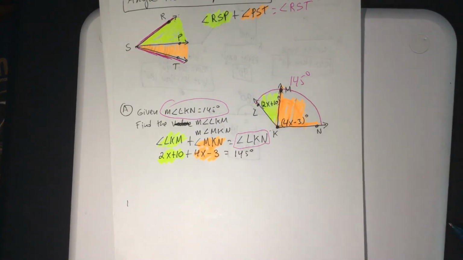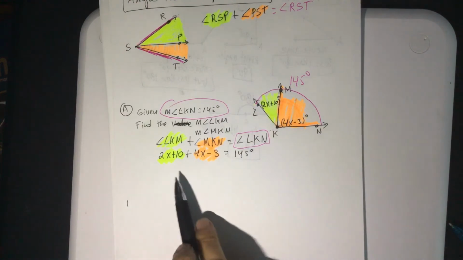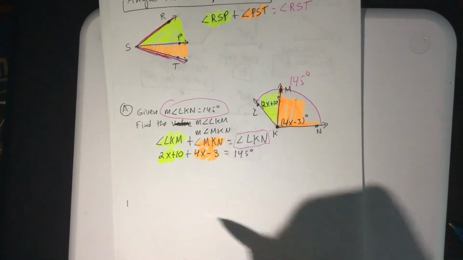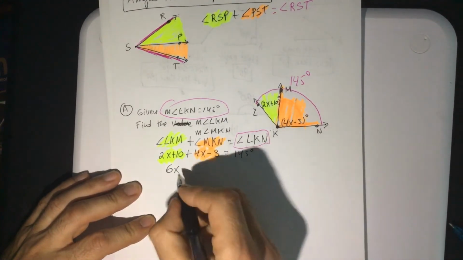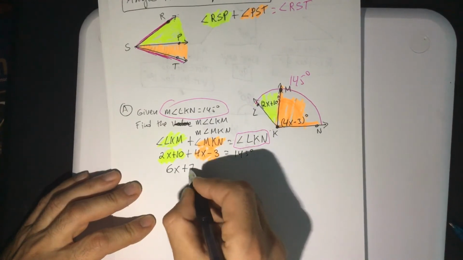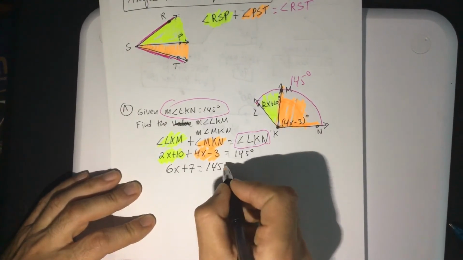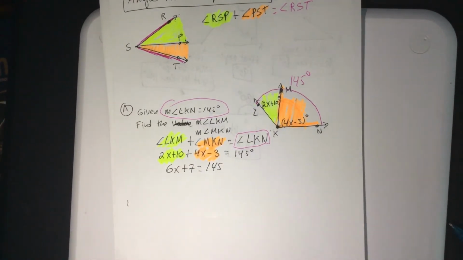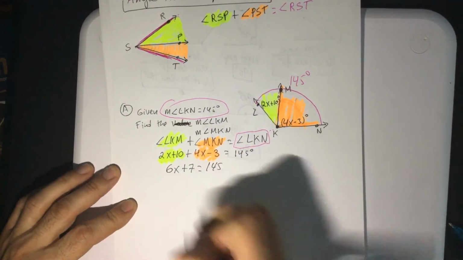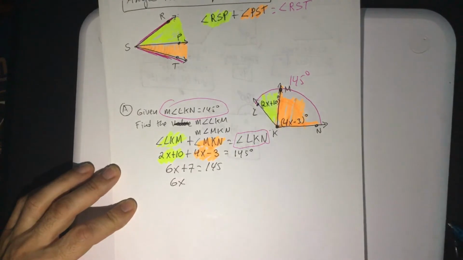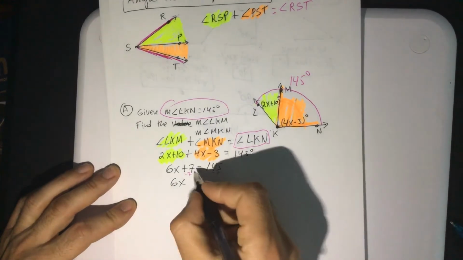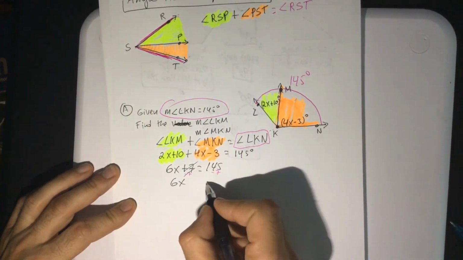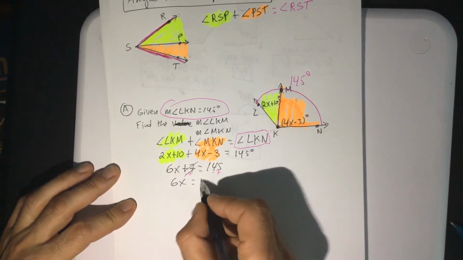Now we're going to be solving the equation. This is an equation with the variables on the same side, so we can combine like terms. 2x plus 4x is 6x. 10 minus 3 is 7. That's equal to 145 degrees. All right, we keep going. Subtracting 7 from both sides of the equation, the 7 cancels with the other 7, so 6x equals 138.